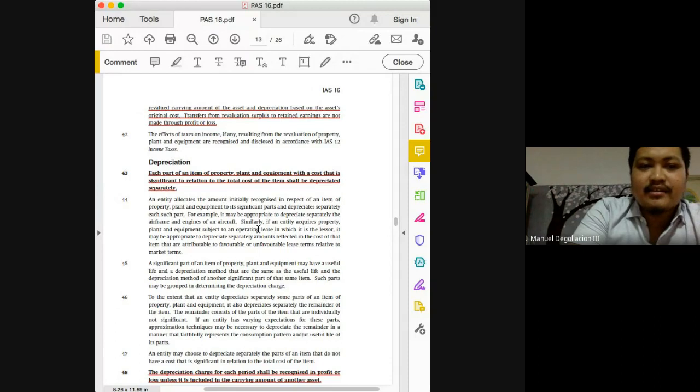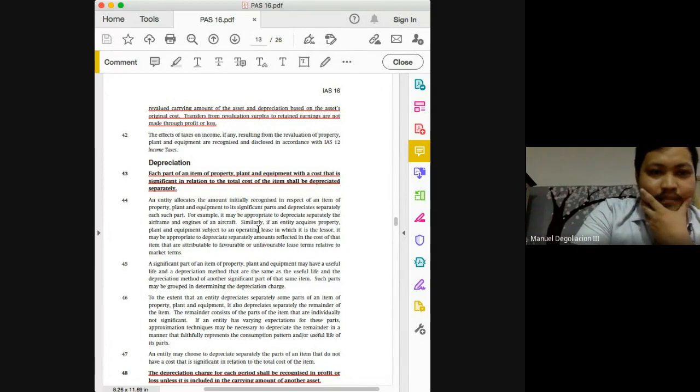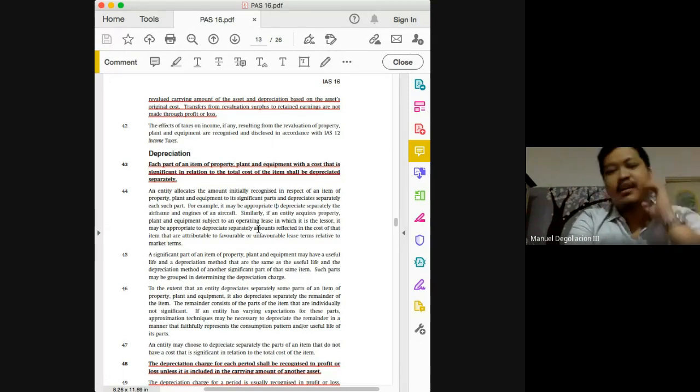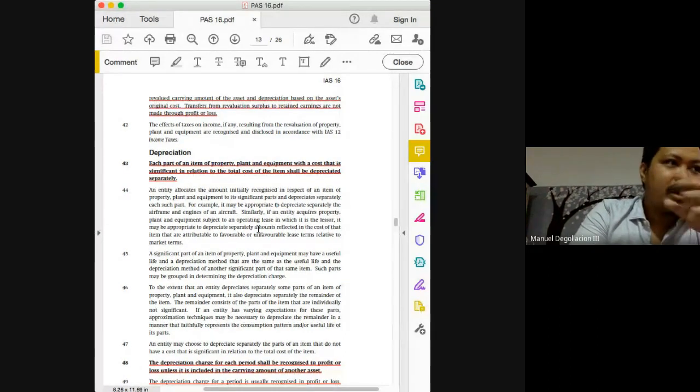So basically what this tells us, class, is that even a single asset, which consists of different parts, can be depreciated separately. And the example given in the standard, which is a very common example, is your airplanes, class. You have a singular item, a singular asset, your airplane, a single object there, but the different parts of an airplane may be subject to depreciation separately, class.